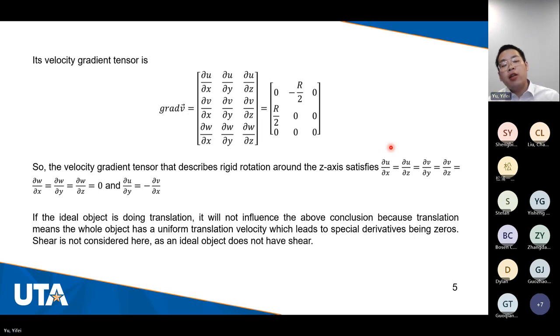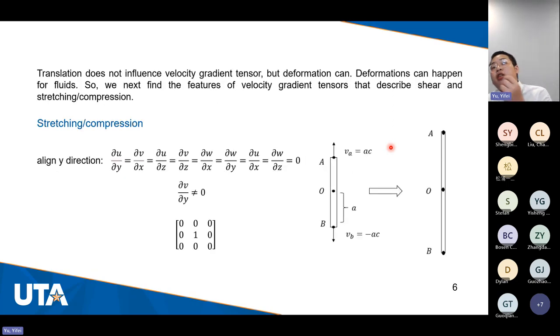And any translation motion will not influence the velocity gradient tensor as well. If you take the spatial derivative of the translation speed, it will vanish. So translation will not influence the velocity gradient tensor. So we can extend our fixed point rotation to any rotation. And the ideal rigid object does not have shear, so shear is not considered here. And what else can influence the velocity gradient tensor? Stretching can, any deformation can.